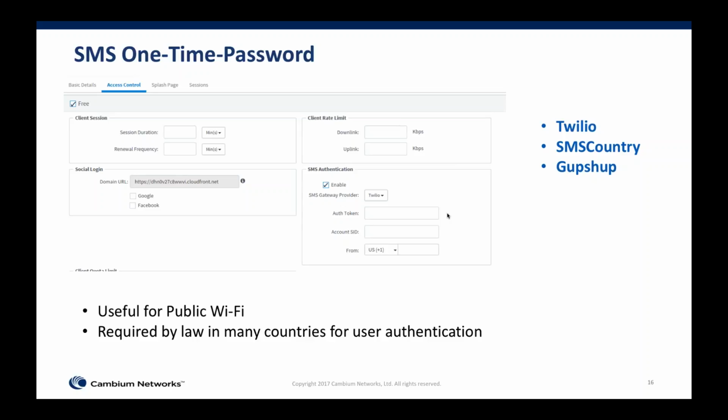So now you're able to, as long as the Wi-Fi service provider has subscribed to either Twilio or SMS Country or Gupshup, send an SMS using cnMaestro to the cell phone provider. So that allows you to authenticate the user using the user's cell phone identity.